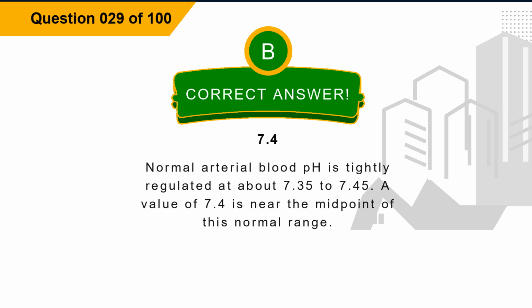Explanation: normal arterial blood pH is tightly regulated at about 7.35 to 7.45. A value of 7.4 is near the midpoint of this normal range.